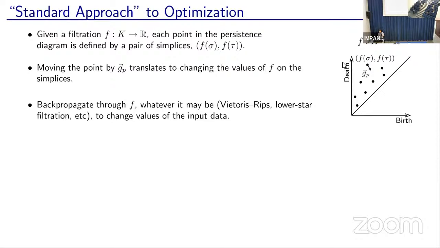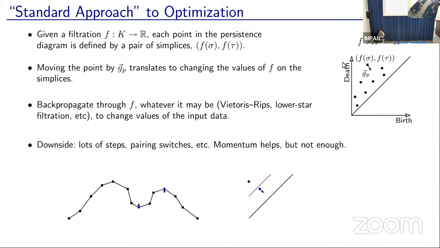And then whatever generates your f, this could be one of these standard Vietoris-Rips constructions or star filtrations, anything, you can backpropagate through that. And this gives you information about how to change your actual input data that's responsible for this filtration. Right, so it's kind of as simple as it gets. So this is why it keeps getting rediscovered by different people. But this has a limitation. It's very inefficient. It requires taking lots of steps, and it's a very circuitous thing to do.